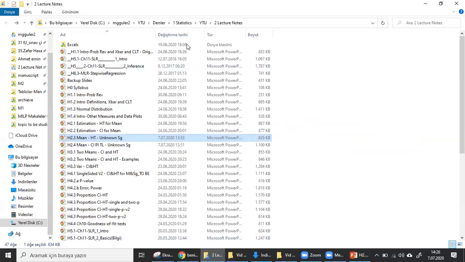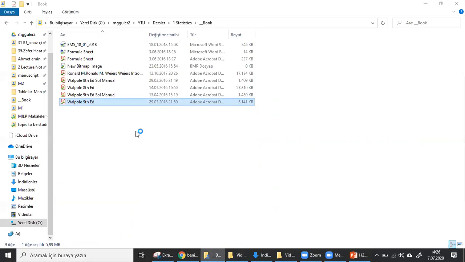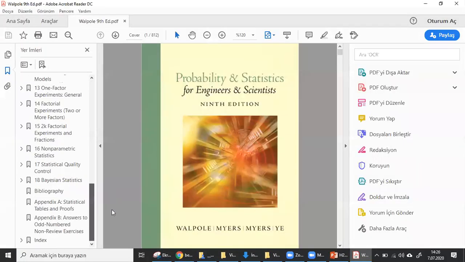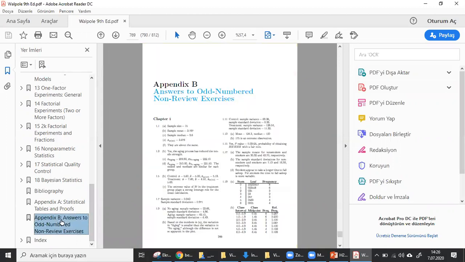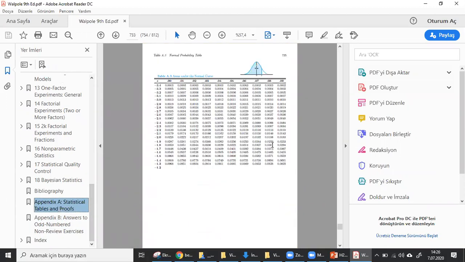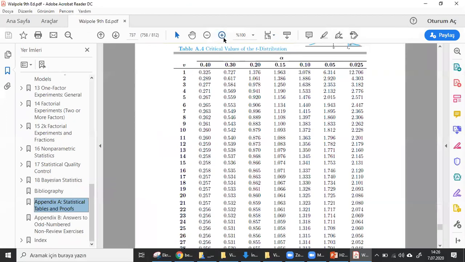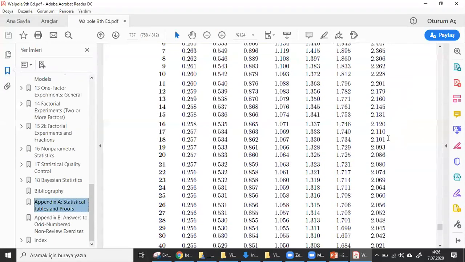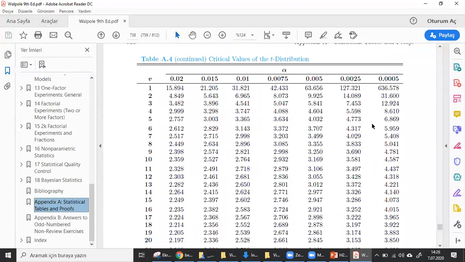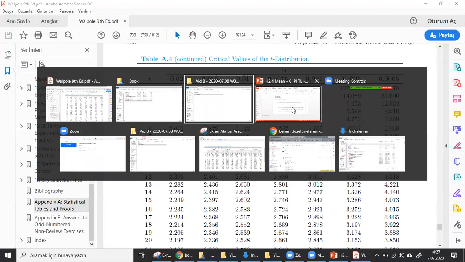So I have the statistics book, and the Walpole-Myers here. This is the T distribution. So I need alpha 0.005 here, right? 0.005 just here. With 9 degrees of freedom, it's what? Where? It's 3.250. Okay, so just go back.